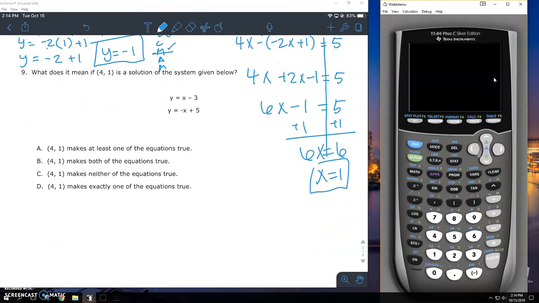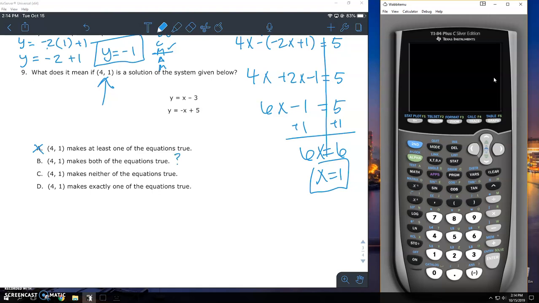Number 9, what does it mean if 4, 1 is a solution to the systems? So if that is a solution, so 4, 1 is a solution, so what does that mean? So here it says makes at least one equation true. Well, that can't be right because it's a solution to both equations. So that means it makes both of the equations true, which is B.